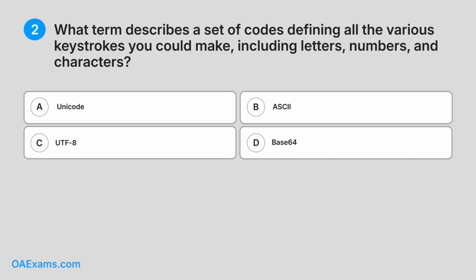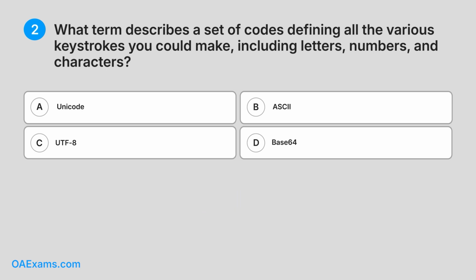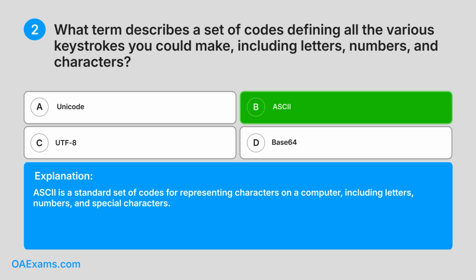2. What term describes a set of codes defining all the various keystrokes you could make, including letters, numbers, and characters? A. Unicode. B. ASCII. C. UTF-8. D. Base64. Do you know the answer? Correct answer: B. ASCII. Explanation: ASCII is a standard set of codes for representing characters on a computer, including letters, numbers, and special characters.